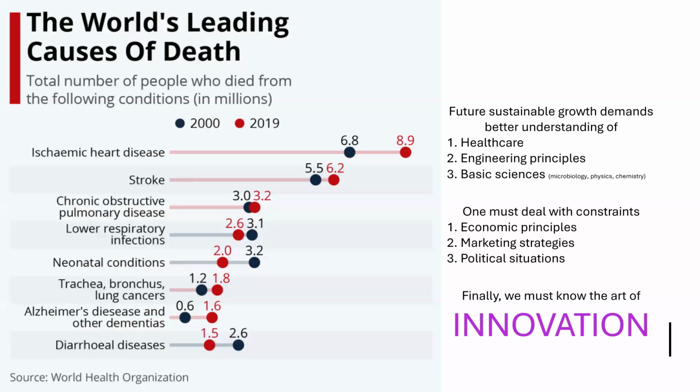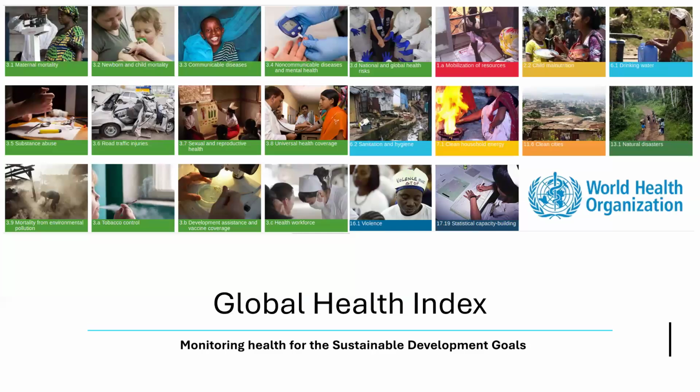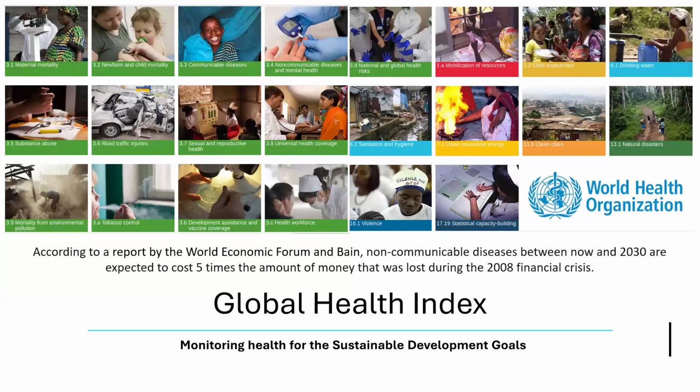So, in totality, if I have to summarize everything, I would say for future sustainable growth, we need to have a better understanding of healthcare, engineering principles, basic sciences, and parallelly deal with economic constraints, marketing strategies, and political situations. When we are able to tackle everything, then we are called innovators because we have addressed all the problems. And sustainable development is about tackling all these things. Health is just one part of it.